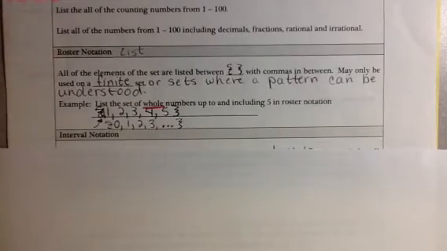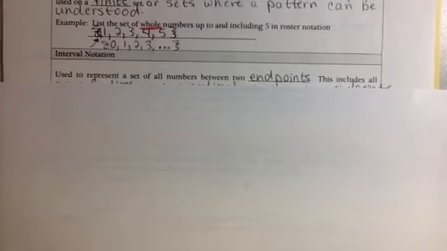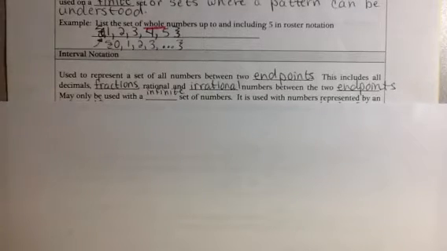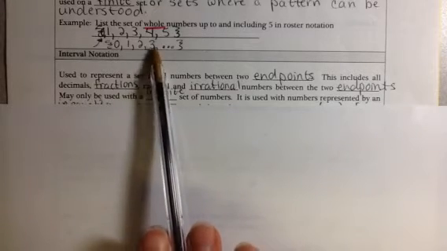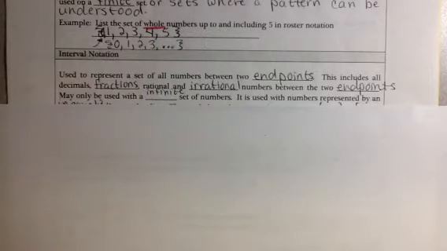Interval notation is different than roster notation. Interval notation is used to represent a set of numbers between two endpoints, and I'm going to use that loosely because sometimes the endpoints are not included. This includes all the decimals, fractions, rational and irrational numbers between the two endpoints, and it may only be used with an infinite set of numbers. So we couldn't use interval notation with something like this because that's a finite set of numbers. It has to be infinite.